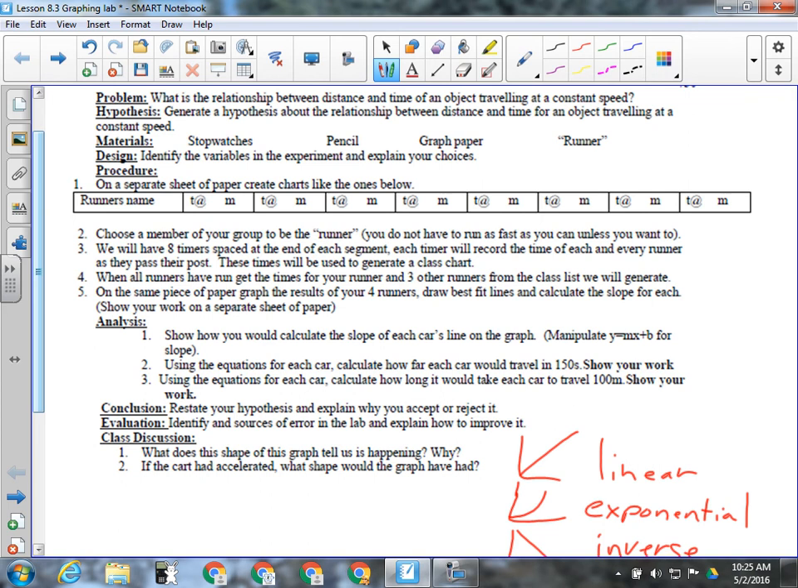Okay, so the procedure here says choose a member of your group to be the runner. We used to do this. We'd have people run or walk or crawl or whatever, but it's not consistent enough, so we're using the carts because they're consistent.